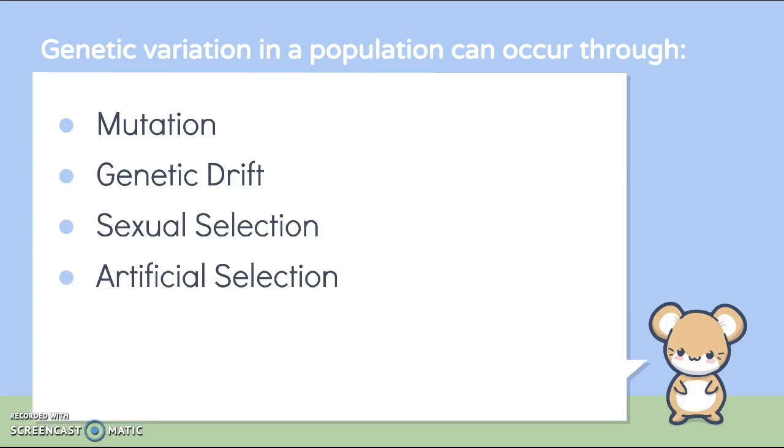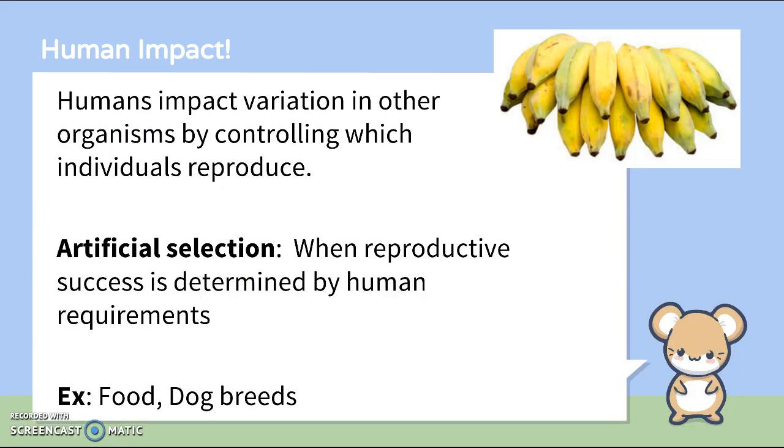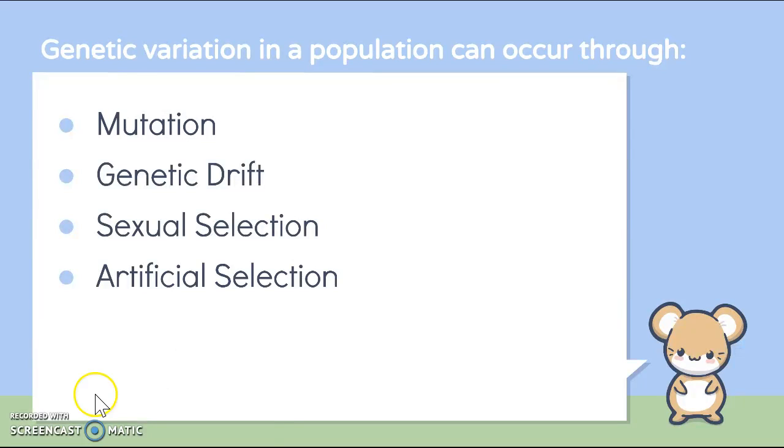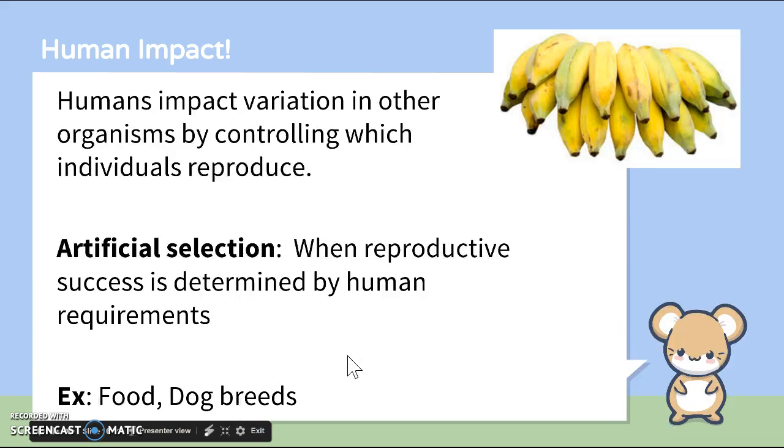So genetic variation in a population can occur through lots of things, through mutation, through genetic drift, through sexual selection, through artificial selection, and we'll talk about those in more detail as we go on with evolution. We want to mention human impact. So humans can impact variation in other organisms by controlling which organisms reproduce. So this is another, we're talking about artificial selection here. This is another way that populations can evolve.